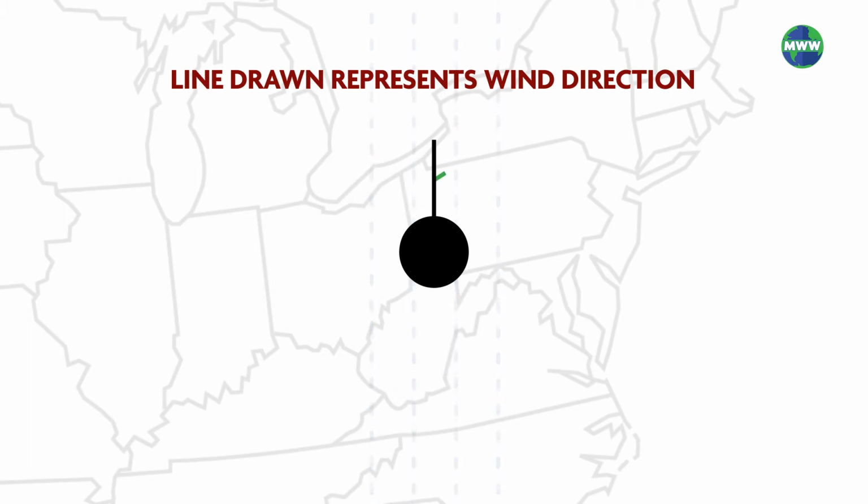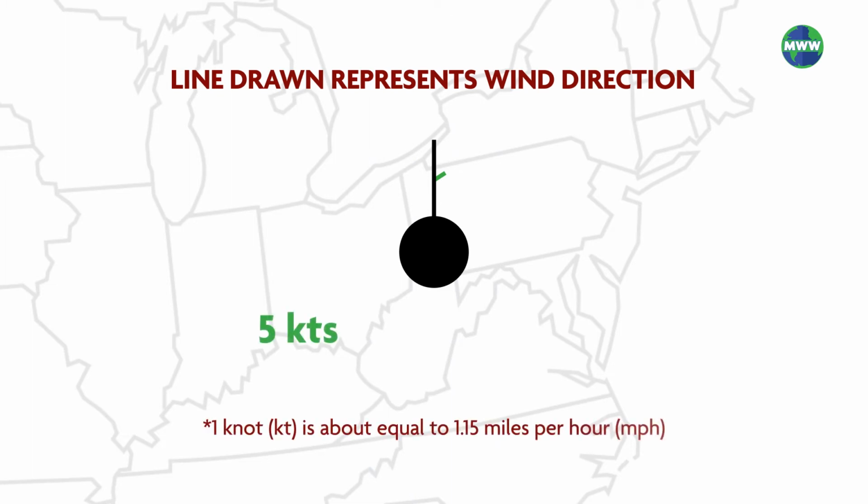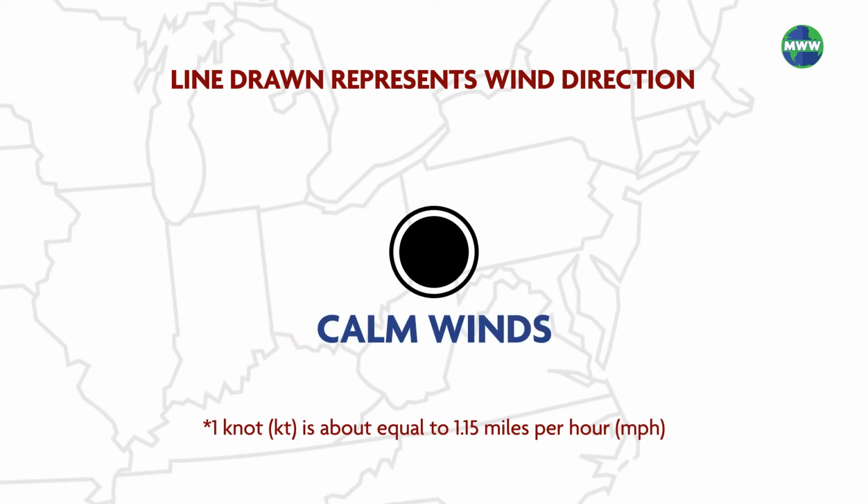On the right of this line, small slanted lines represent the speed of the wind. A short slant line represents 5 knots, a line doubled in length equals 10 knots, and a triangle or flag represents 50 knots. A second circle drawn around the station represents calm winds.